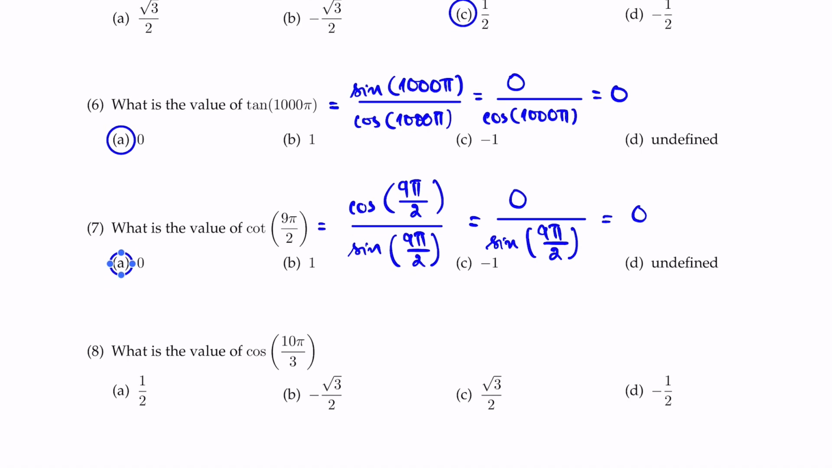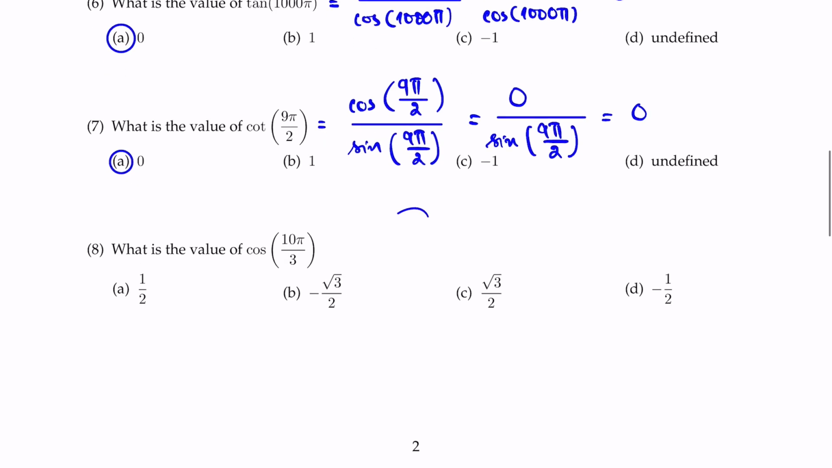Now, what is the value of cosine of 10 pi over 3? So 10 pi over 3, start with the unit circle again.